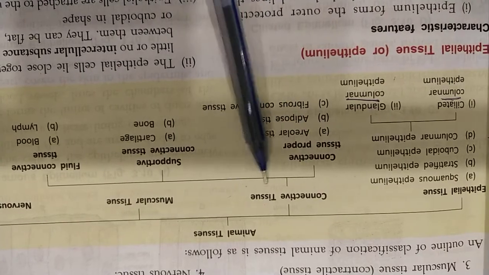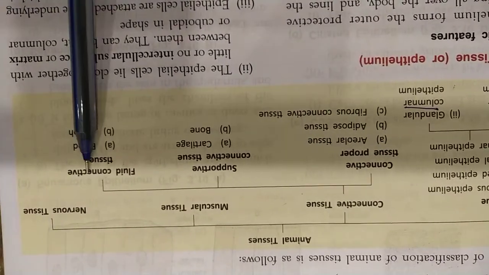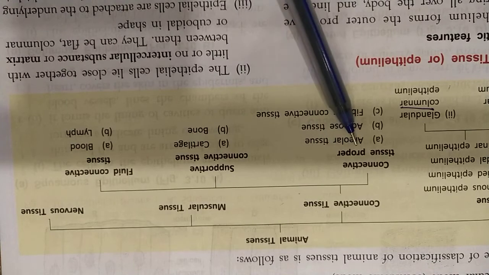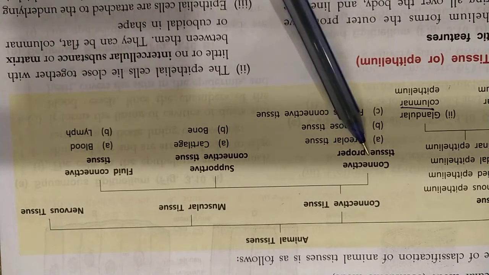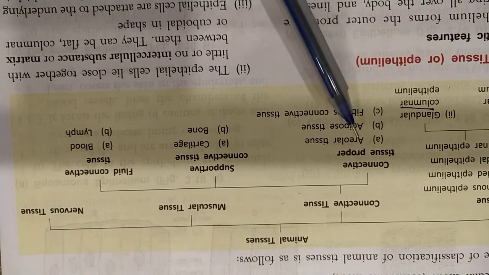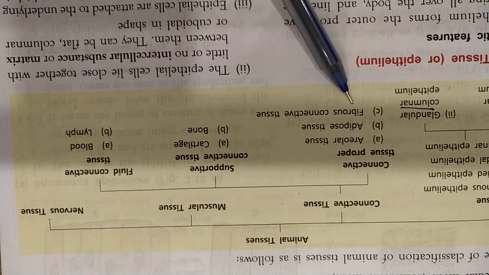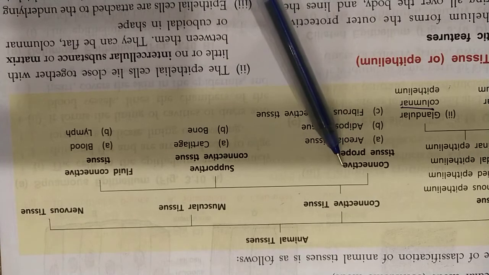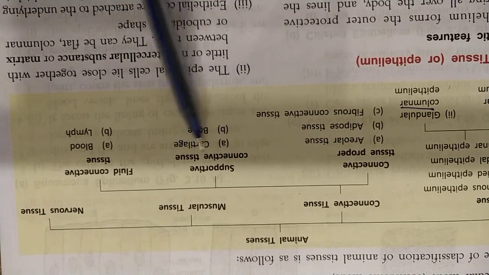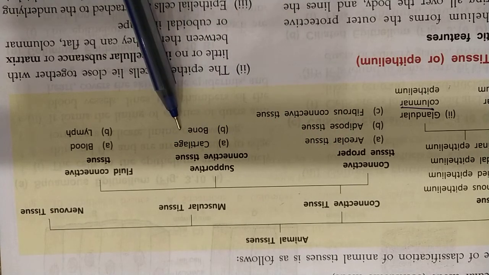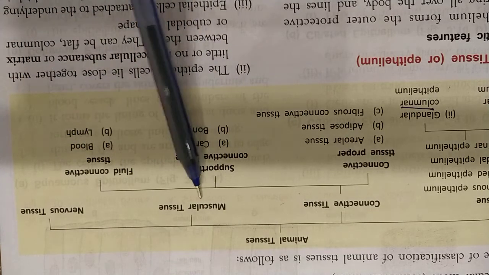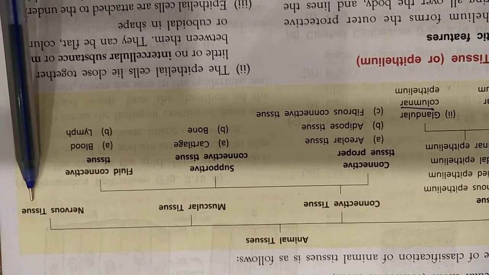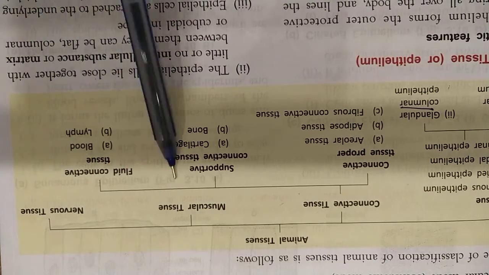Now connective tissue. Connective tissue is further divided into three parts: connective tissue proper, supportive connective tissue and fluid connective tissue. Connective tissue proper includes areolar tissue, adipose tissue and fibrous connective tissue. Supportive connective tissue includes cartilage and bone, and fluid connective tissue includes blood and lymph. Now muscular tissue and nervous tissue. There is no more type in muscular and nervous tissue.